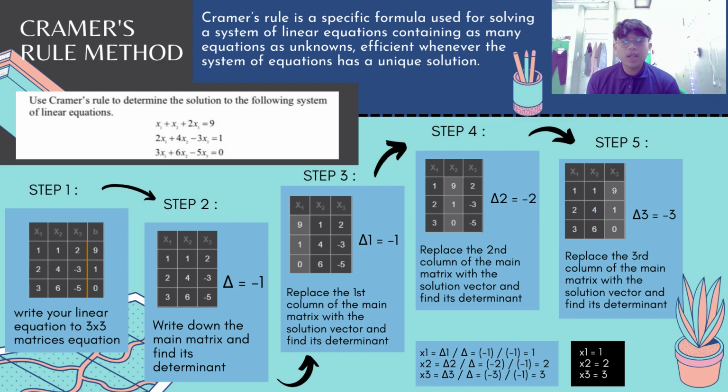To find x1, x2, and x3, we divide each determinant by the main matrix determinant. So x1 equals -1 divided by -1, so we got 1. x2 is -2 divided by -1, we got 2. And the third determinant is -3 divided by -1, we got 3. So the answer is 1, 2, and 3.